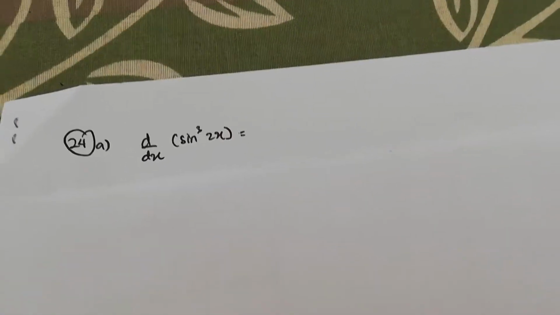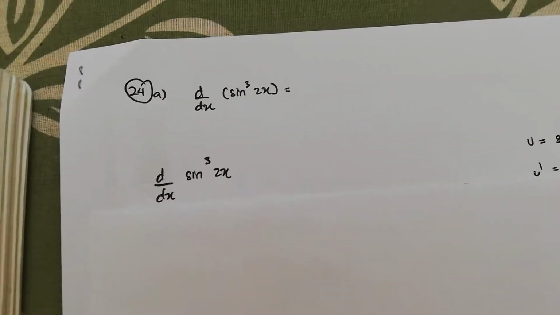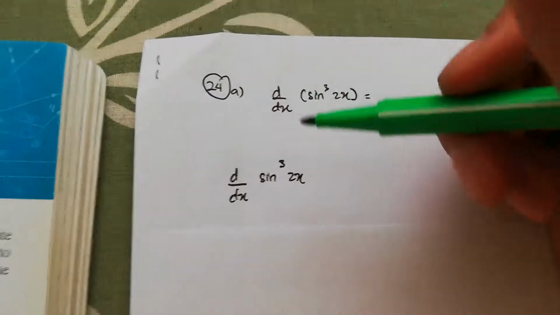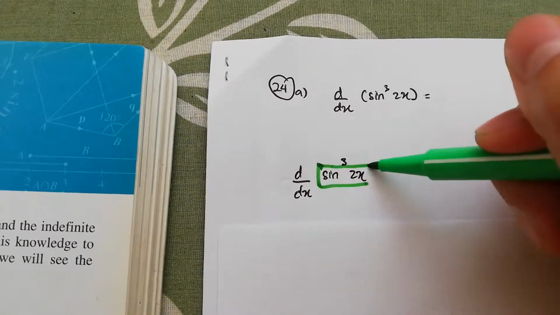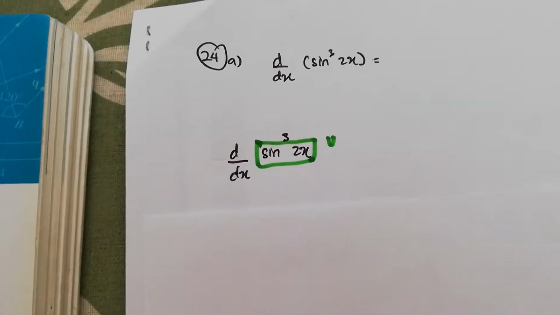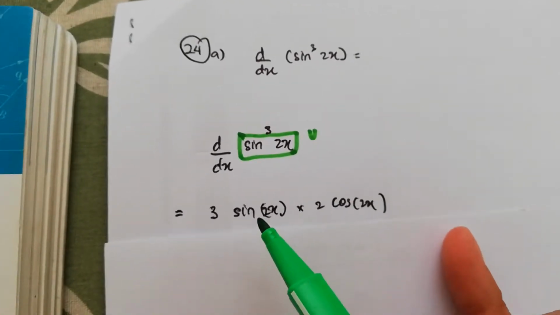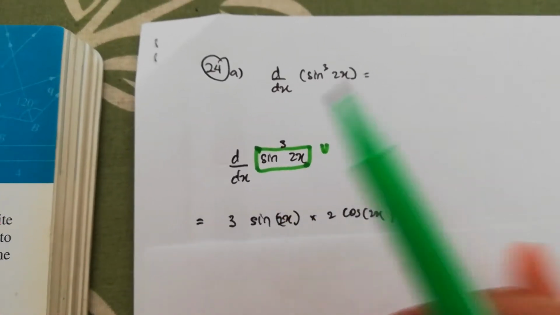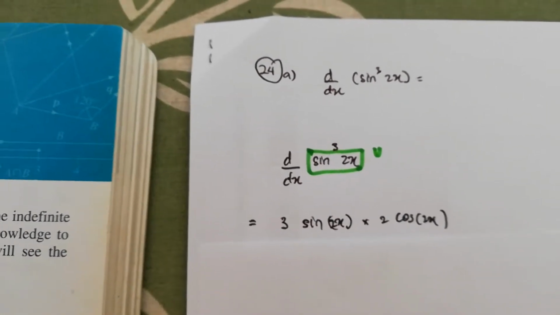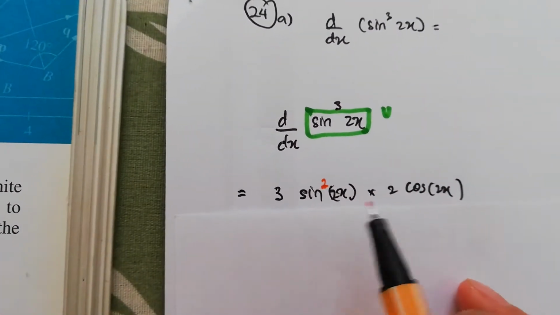First of all, you need to think, who is your u? Differentiation of this, u is sine 2x. So this is your u. Differentiation of u to the power of 3 is 3 times u to the power of 2, and then multiply with the differentiation of u.